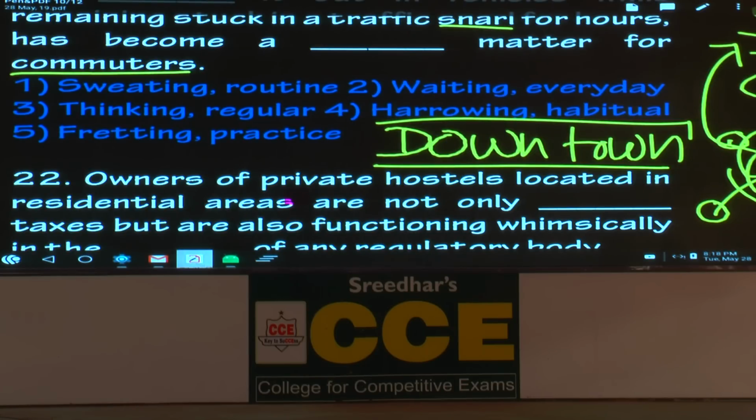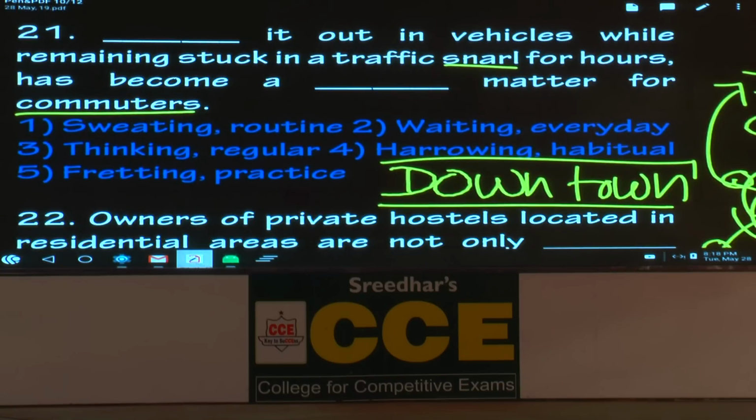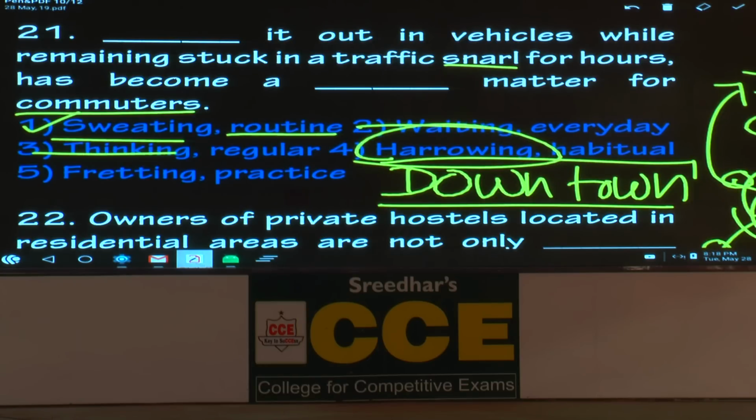Now we'll see what is the first pair here. Sweating it out means in vehicles you sweat a lot because you have to wait for a long time. While remaining stuck in a traffic snarl for hours has become a routine matter. Routine matter, hold that one. Second word, just a doubt, hold that one. But sweating it out, perfect. No problem with the combination. Waiting it out, we don't say waiting it out. Please strike off the first word in the second pair. Thinking it out, this is also not correct. Harrowing is, I don't remember the exact meaning of this word.